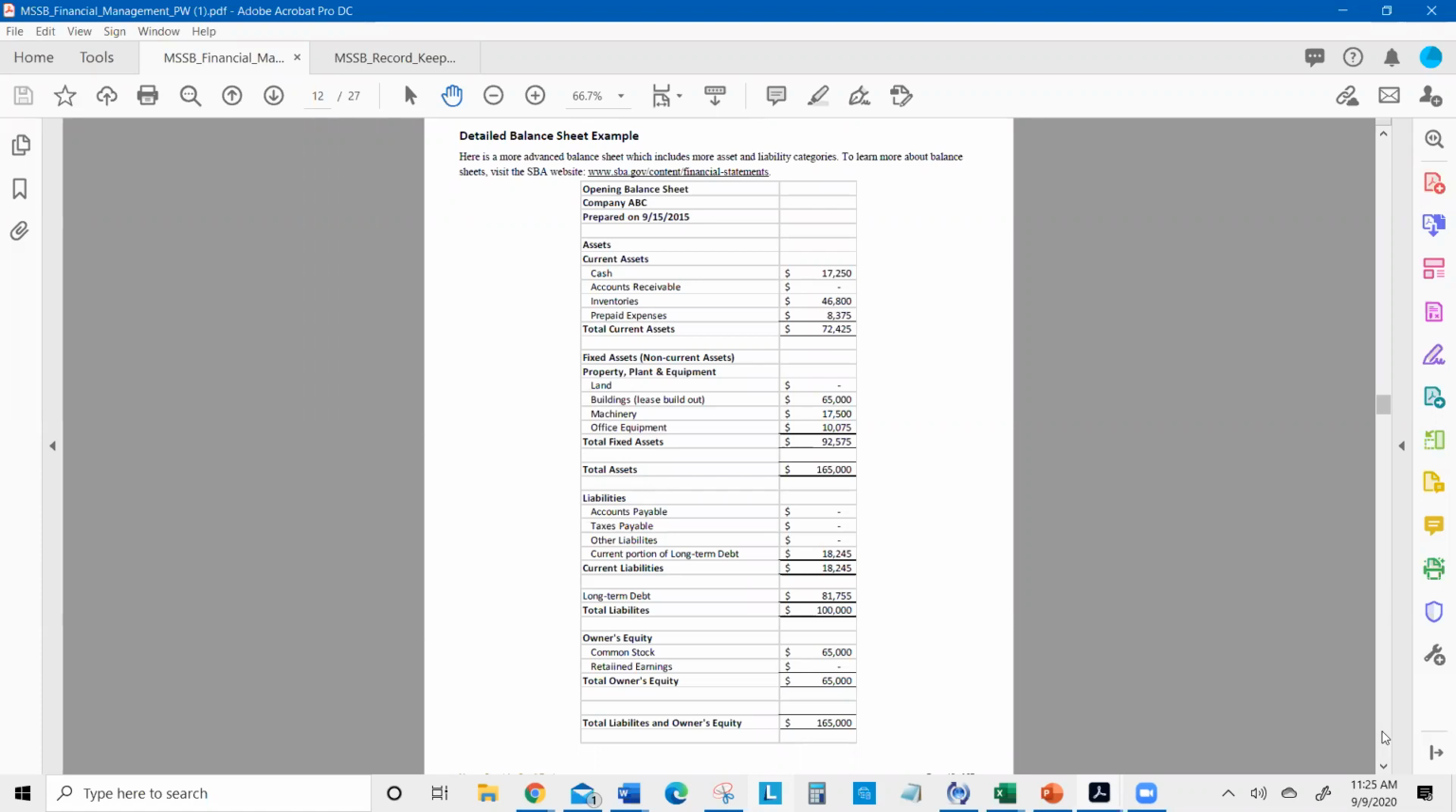And then you go down and you see there are long-term assets or fixed assets, like your land or your building or machinery or office equipment. The reason that we call those long-term assets is because you don't expect to convert them to cash as quickly as you would the items listed under the current asset section. That distinction is important because liabilities are divided the same way, right? They're divided into current liabilities versus long-term liabilities.